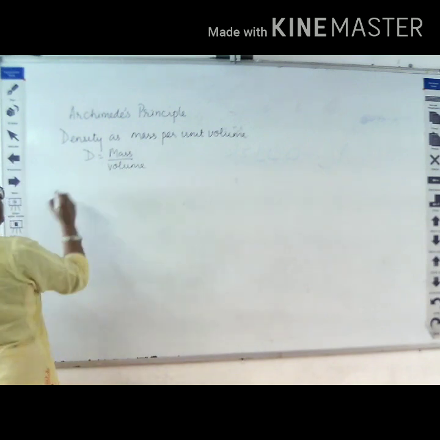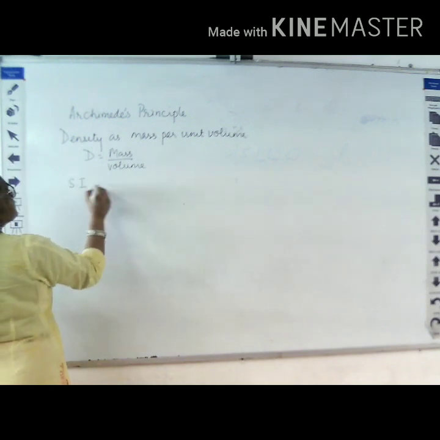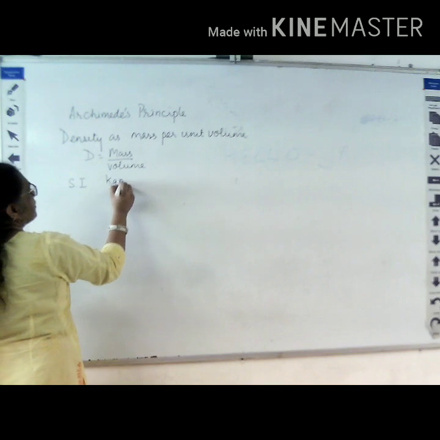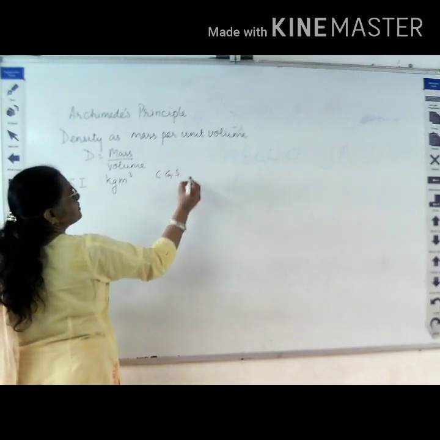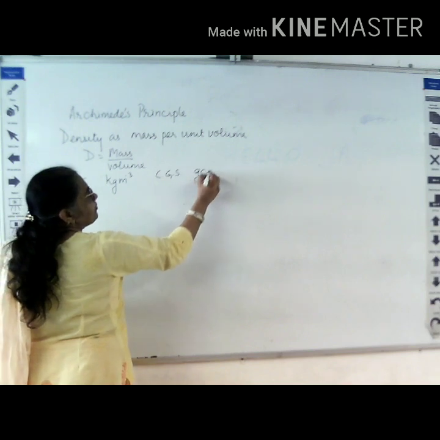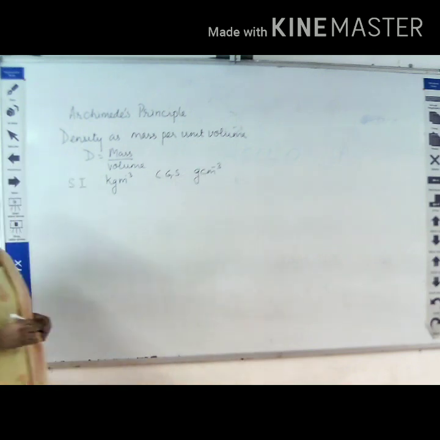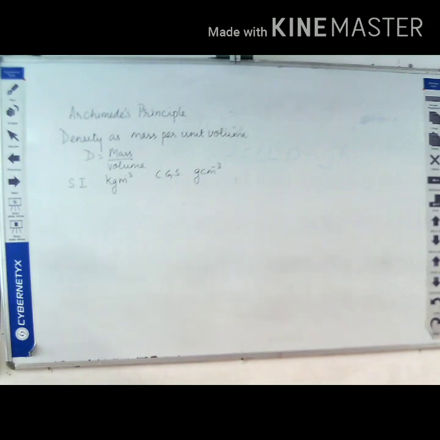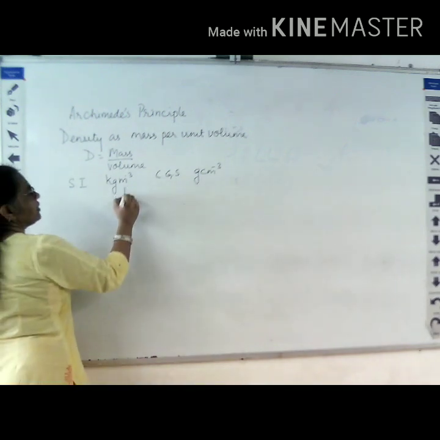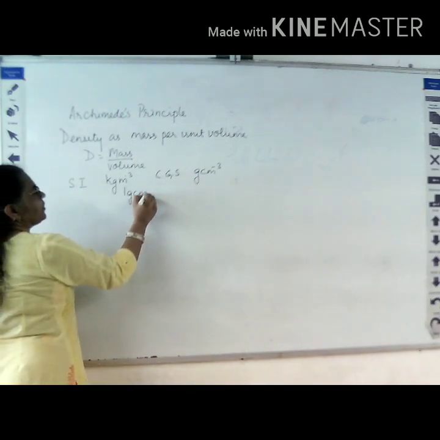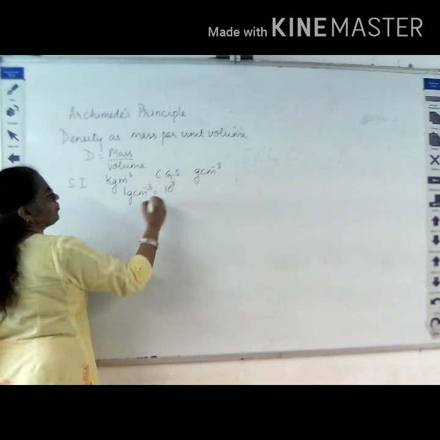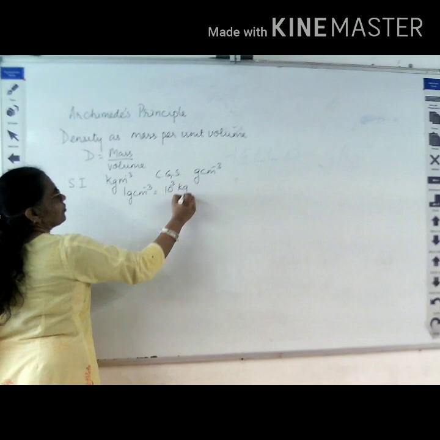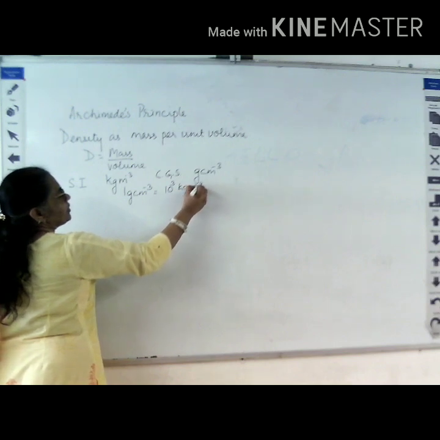The SI unit of density is kilogram per meter cube. The CGS unit of density is gram per centimeter cube. These two are related to each other by 1 gram per centimeter cube is equal to 10 to the power of 3 kilogram per meter cube.